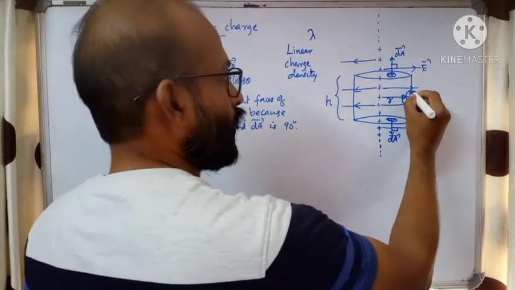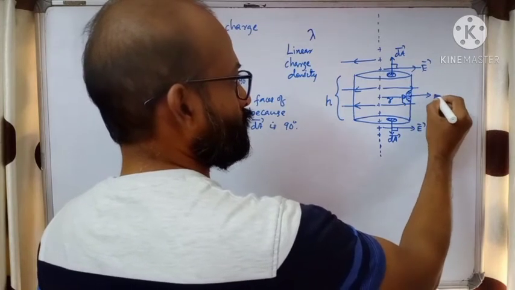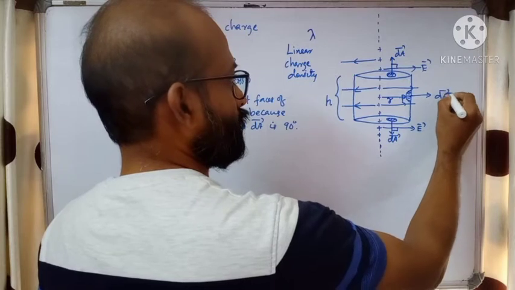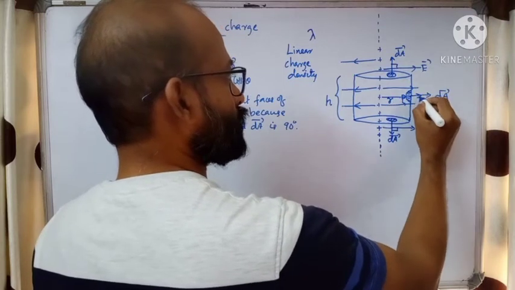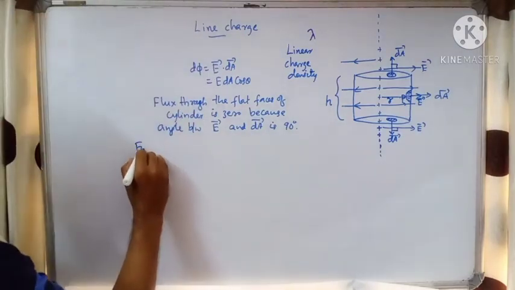Now we consider a small area here on the curved face. This is the area vector, I can mark it dA vector. The electric field is also in the same direction. This is the electric field.